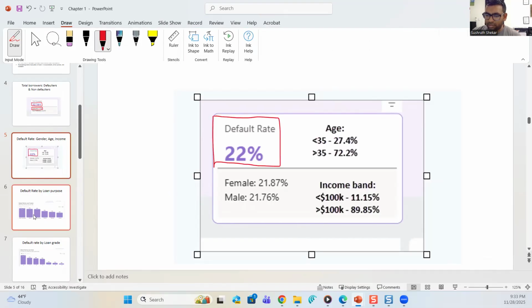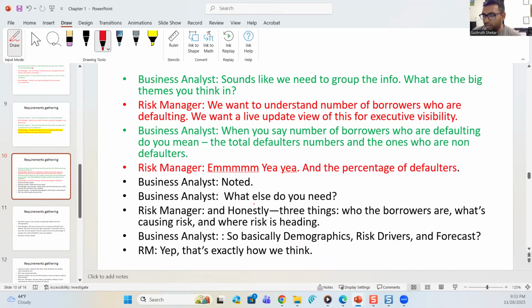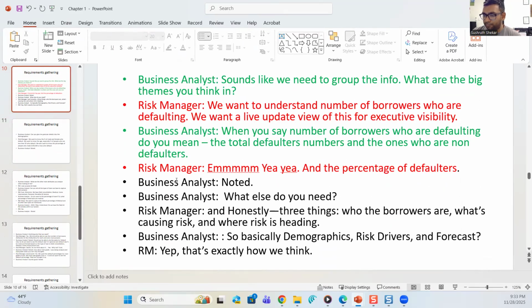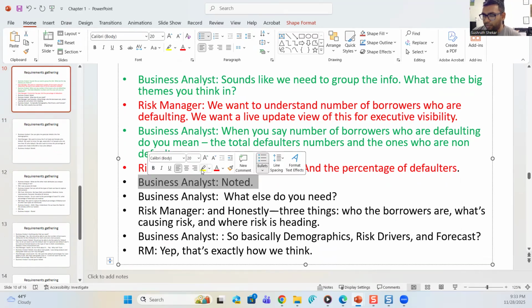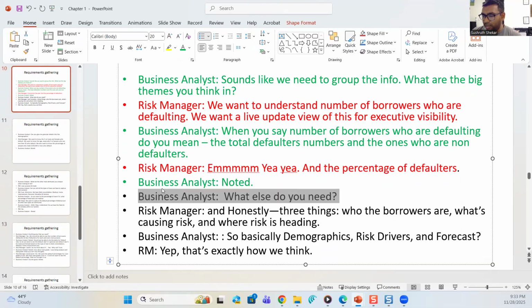He's asking for this, right? And I just say, hey, note it. And as a business analyst, I ask what else do you need? This should be color coded in green for understanding. And the risk manager would say three things: who the borrowers are, what's causing the risk, and where risk is heading.